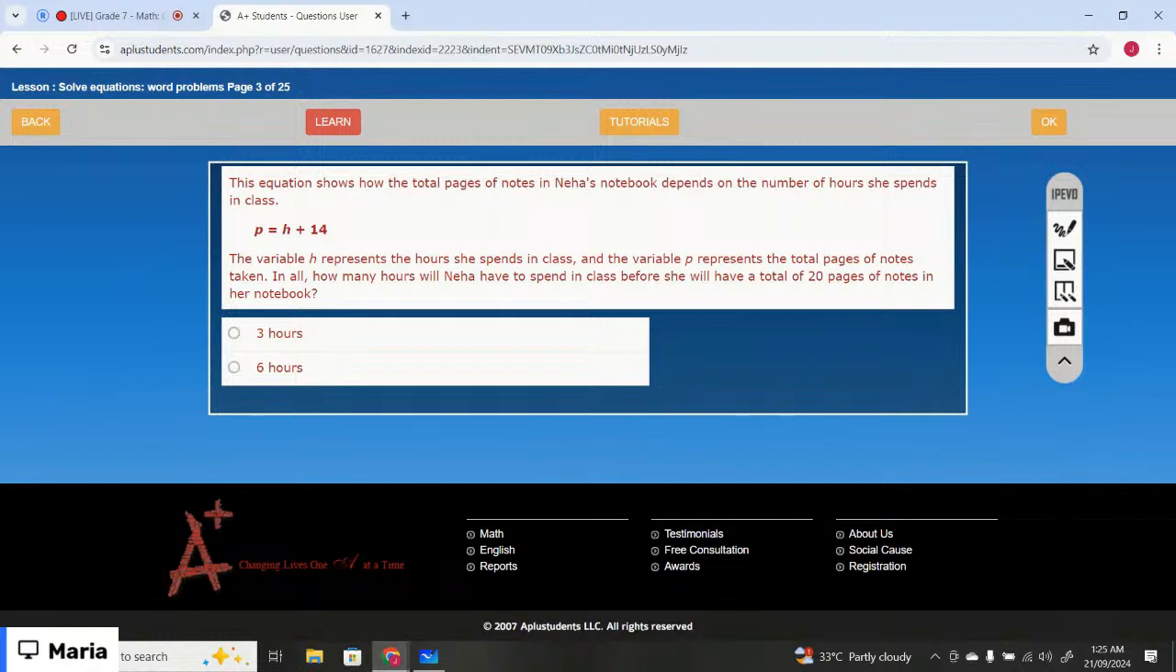This equation shows how the total pages of notes in Neha's notebook depends on the number of hours she spent in class.